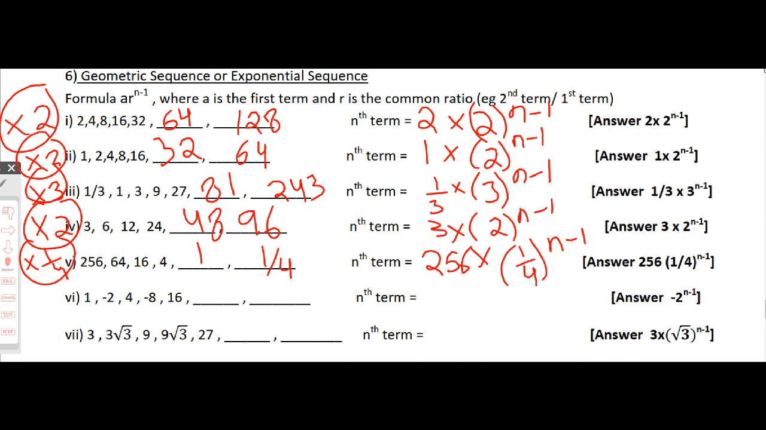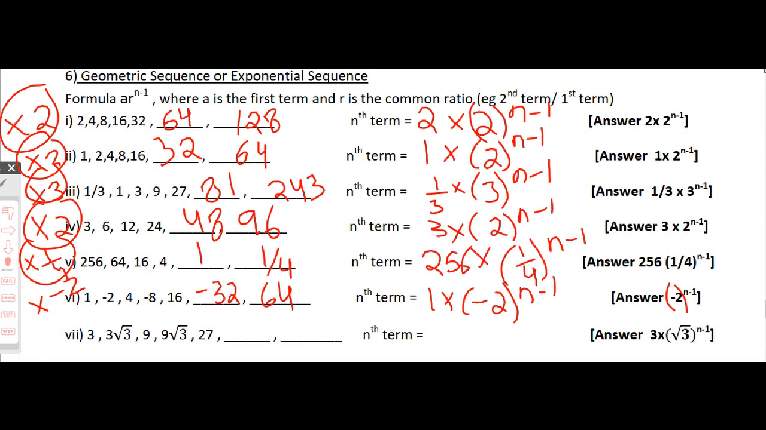Okay. Part 6, every number is being multiplied by minus 2. So 1 times minus 2 is minus 2, then minus 2 into minus 2 is 4, 4 into minus 2 is minus 8, minus 8 into minus 2 is 16, 16 into minus 2 is minus 32, and minus 32 into minus 2 is 64. So the nth term is the first number times the common ratio, minus 2, whole power n minus 1. Please make a correction over here. There should be brackets around minus 2. Otherwise, you won't get the right sequence, the right nth term.